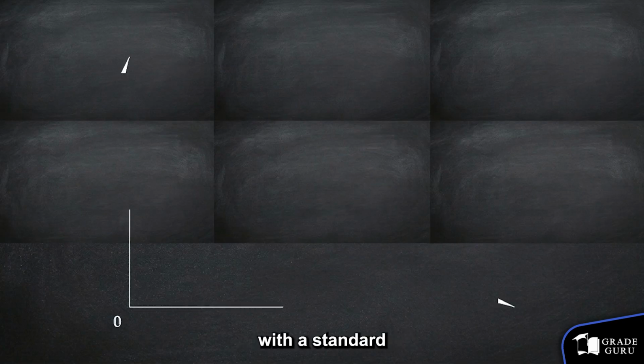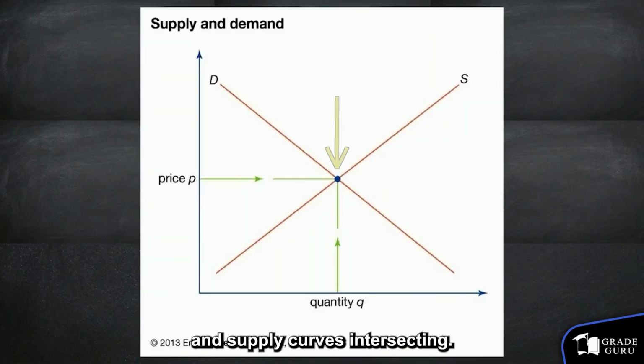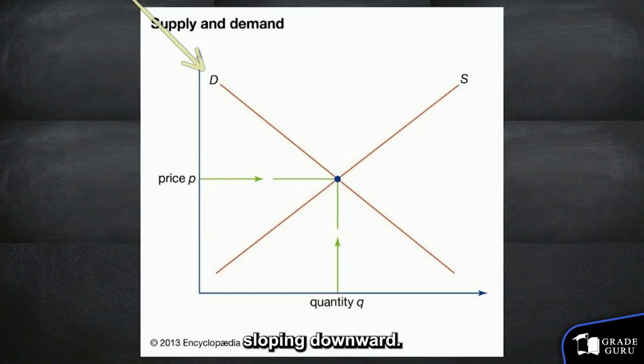We start with a standard coordinate plane, placing quantity on the x-axis and price on the y-axis. This chart shows the standard demand and supply curves intersecting. The blue line is demand, sloping downward. The red is supply, sloping upward. They represent a specific willingness, showing exactly how many people will buy or sell at any given price.